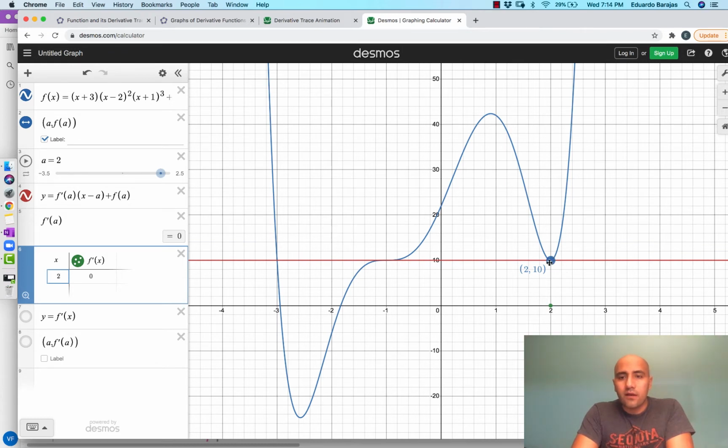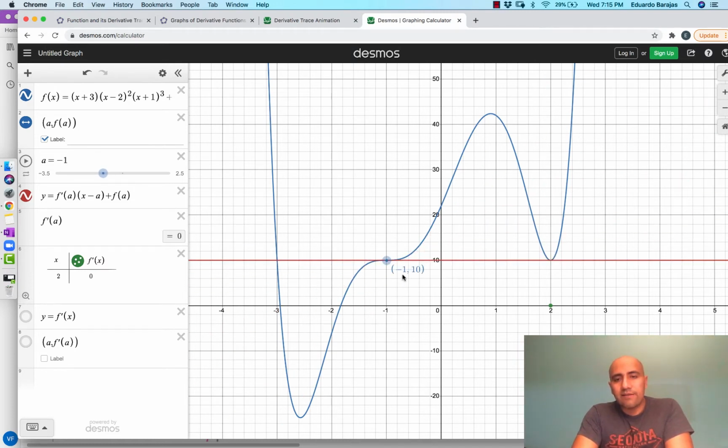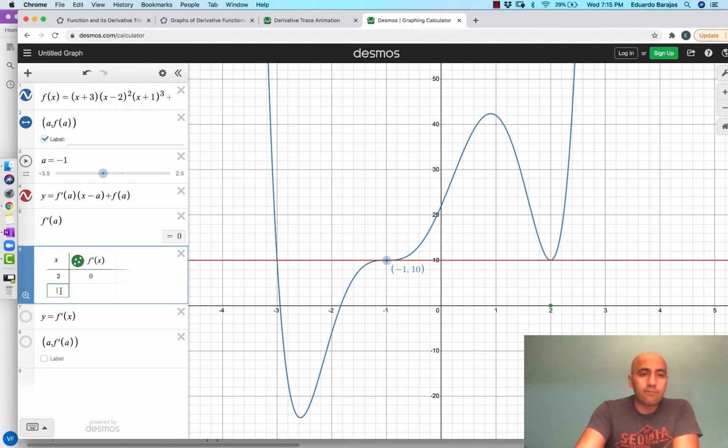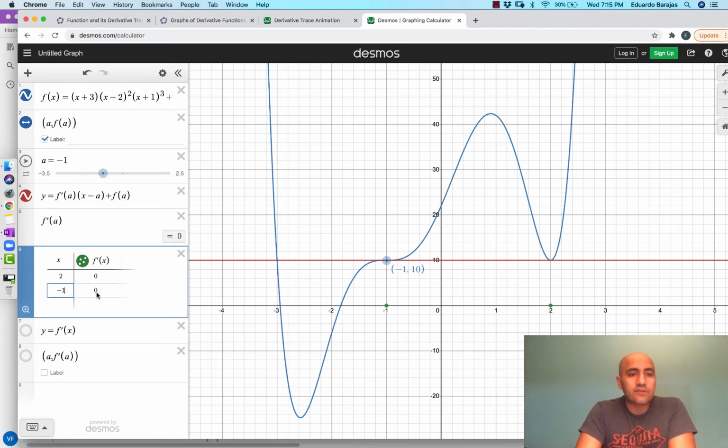Okay, let's find another one. Another easy one is when x equals -1. At -1, we have an output of 10, but we see that the tangent line is horizontal there, and I can confirm that with my table over here. So at -1, the derivative is 0. The horizontal line has slope 0, and that gives me another ordered pair, right here. So the little green dots are already identifying two points on my derivative function.